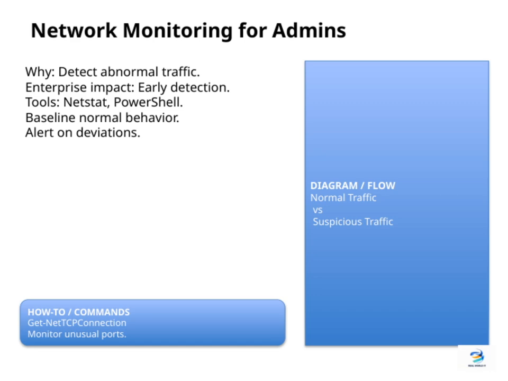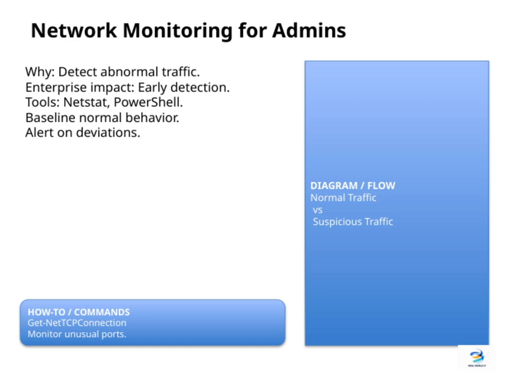Tools like Netstat and PowerShell are invaluable for this purpose. They give us the ability to baseline what normal behavior looks like, so we can quickly spot deviations. When we see something out of the ordinary, we can set up alerts to notify us immediately. Ultimately, network monitoring for administrators is about staying vigilant. It's about knowing what normal looks like and being alert to anything that strays from that norm.